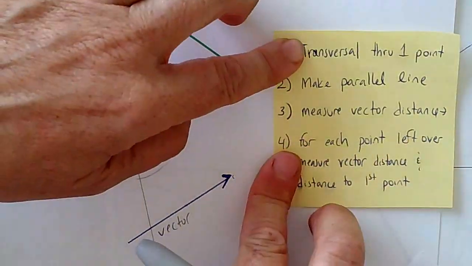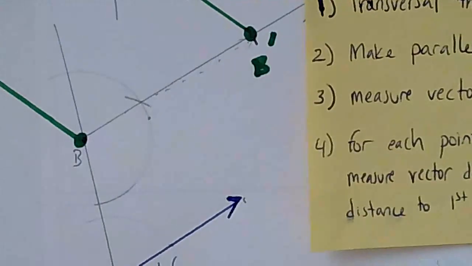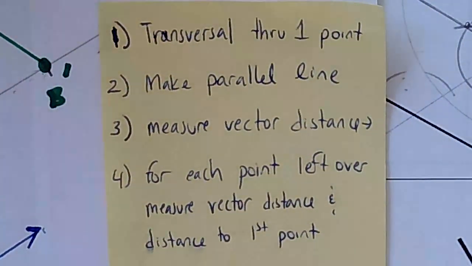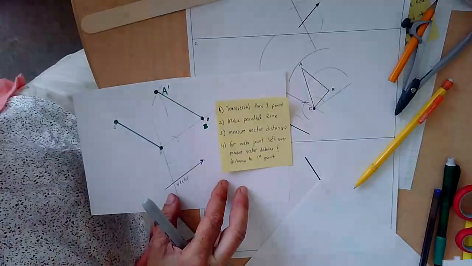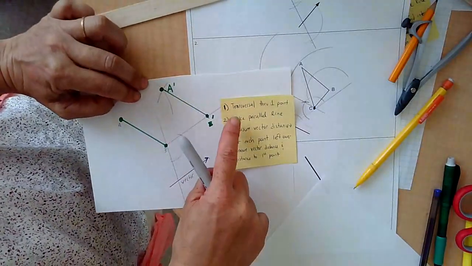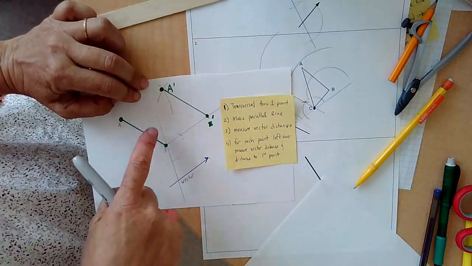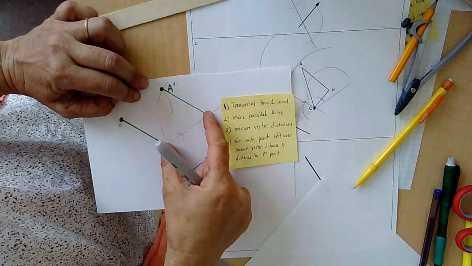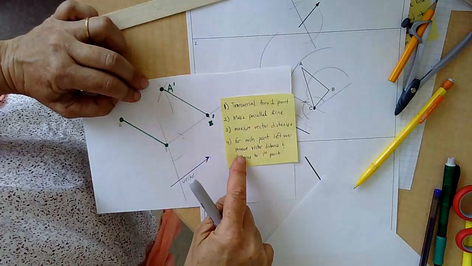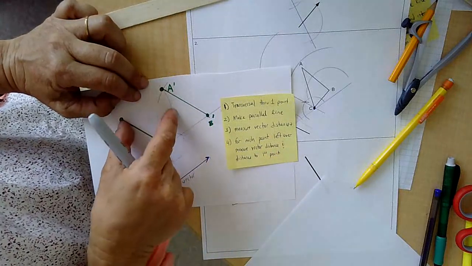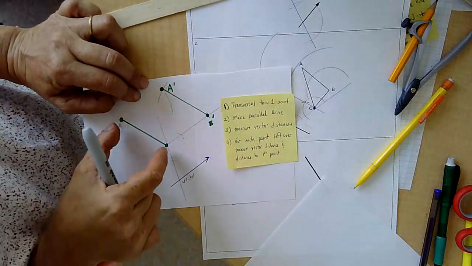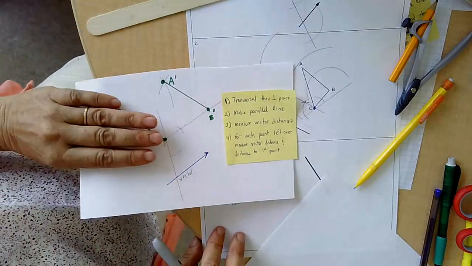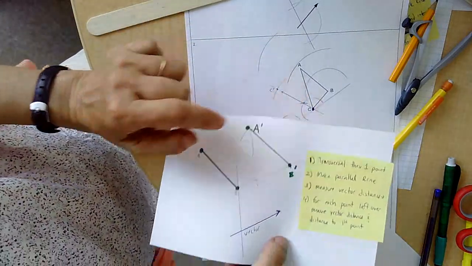So I'll put those right here for you. Okay. And so to make this move every time, these are the 4 steps that I took. All right. I first did a transversal. Then I made parallel lines using my angle trick. Then I measured the vector distance. And then for each point left over, I measured the vector distance, which I marked here, and the distance to that point. So the distance here, and then I went to the B prime and measured that. So hopefully now you can go forward and try the second picture.